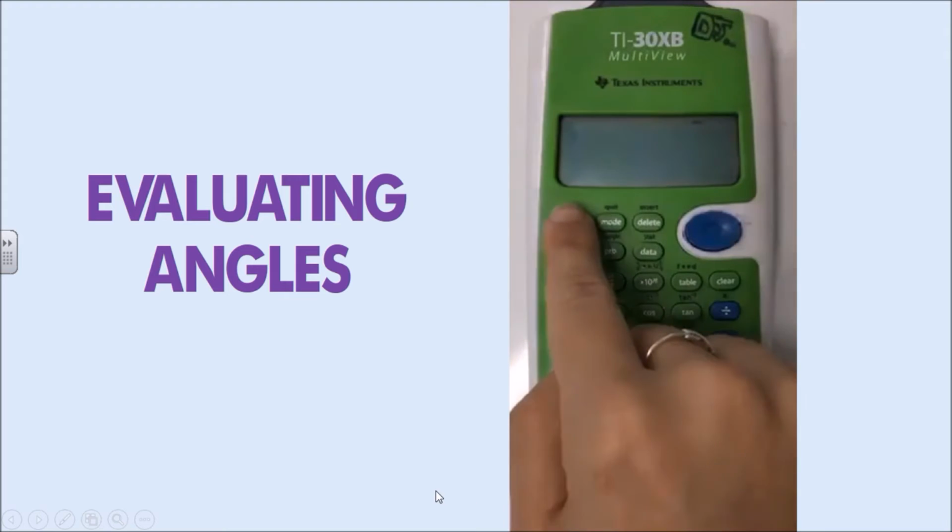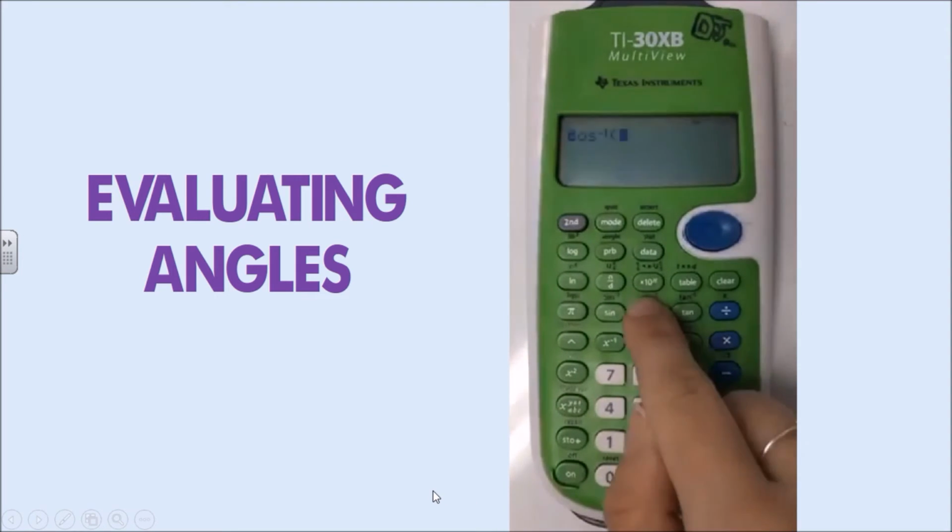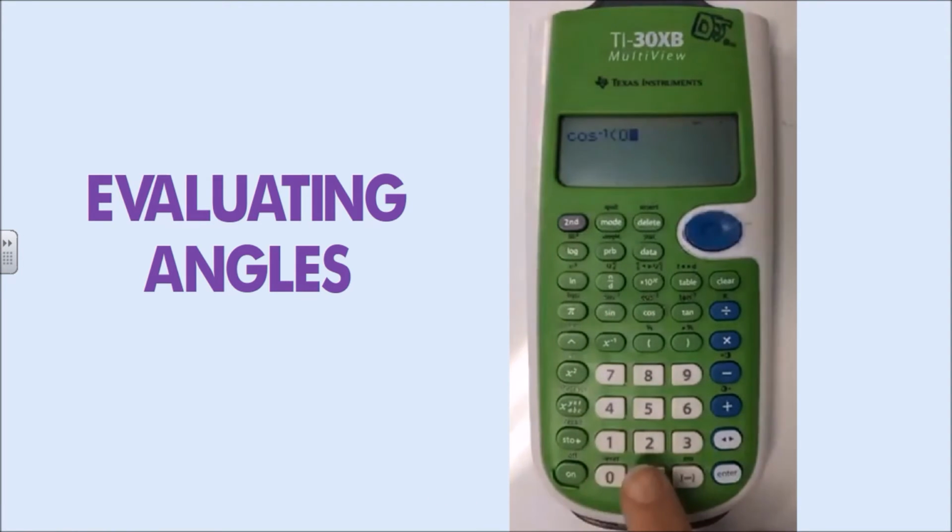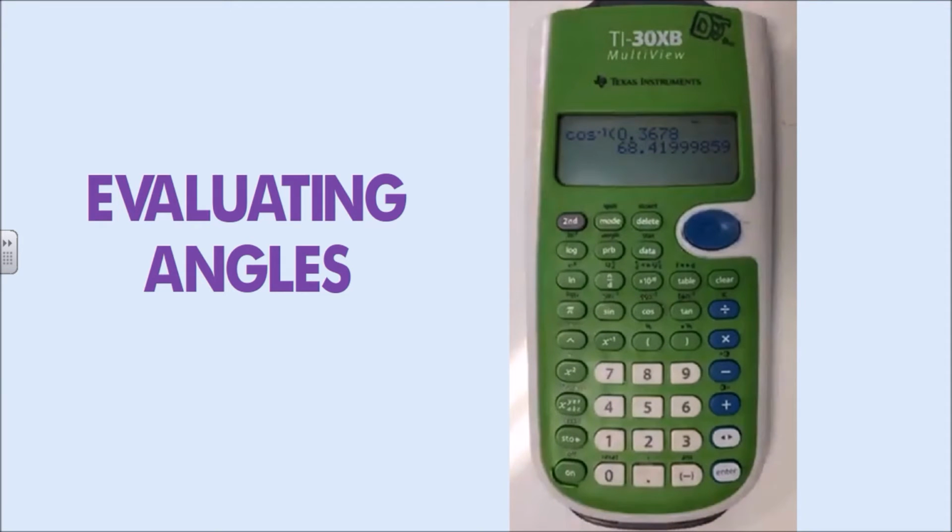Let's try cos to the power of -1. Then the number you're going to put in is 0.3678. Then we're going to round our answer to the nearest whole degree. Should get an answer of around 68 degrees. This tells you that the angle in the triangle is around 68 degrees.